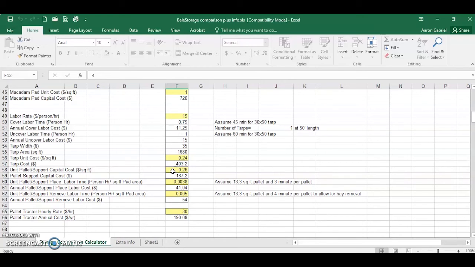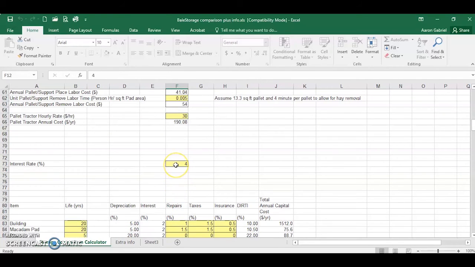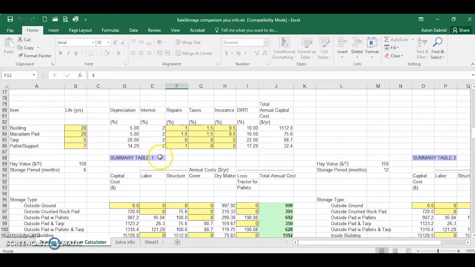If you're using pallets, it also calculates in the cost of using pallets as far as labor, placing and removing pallets. So that's all in there. And then if you're using a tractor to move pallets and all that, you put that figure in here in F65. It's good to put in an interest rate so that you know the value of your money and the cost of your money. And then in this next section, it tells you your capital cost of the different types of storage that you're comparing.